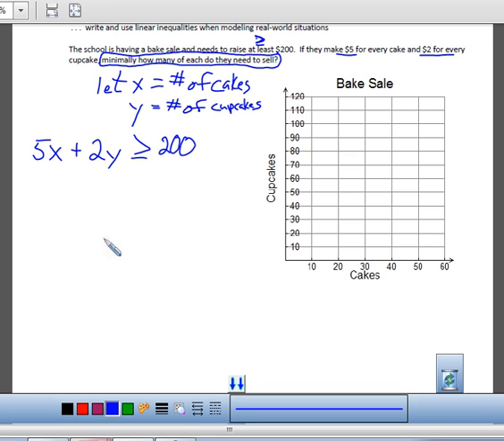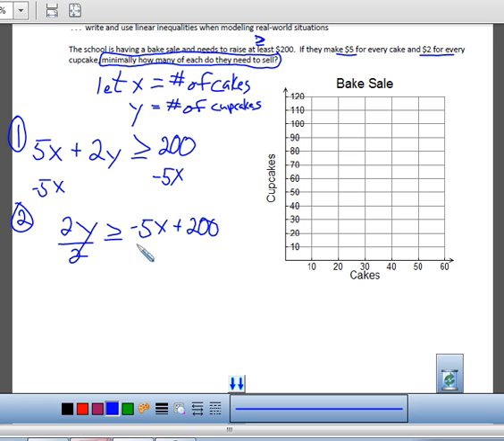Now, there's a couple strategies here for graphing this. I'm going to use the strategy of turning this into a y equals mx plus b type situation, and watch what happens. This might not be the best way to graph it all the time, but here we go. So I'm going to subtract 5x from both sides. So step 1 was coming up with the inequality. Step 2 is going to be to come up with your points. So subtract 5x from both sides, and I get 2y is greater than or equal to negative 5x plus 200.